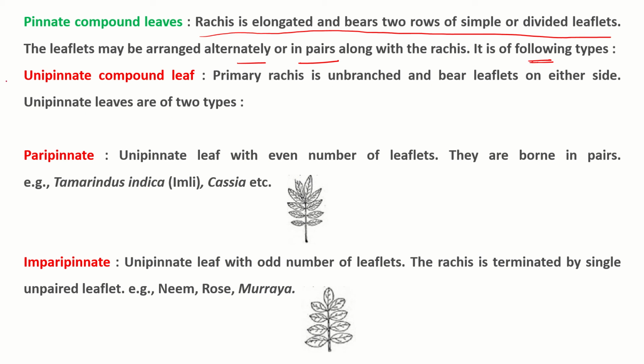It is unipinnate. This unipinnate is again of two types. Primary rachis is unbranched. Here you will see the primary rachis will not branch. Okay, this is an unbranched rachis that bears leaflets on either side. So unipinnate leaves are of two types: paripinnate and imparipinnate.